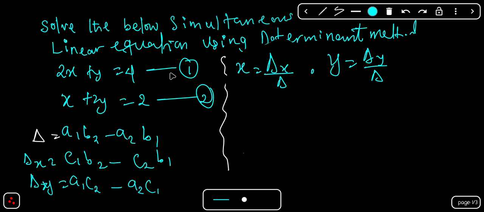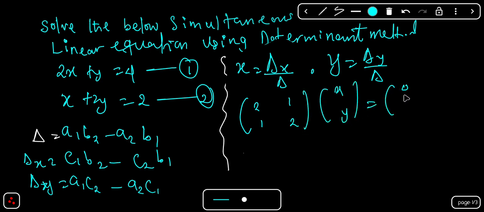If you write this problem in matrix form, we have 2 1, 1 2, times x y, which is equal to 4 2. Now this is the general matrix, so we find the general determinant: 2 multiplied by 2 gives us 4, minus 1 multiplied by 1 gives us 1, and 4 minus 1 gives us 3. That is the general determinant.